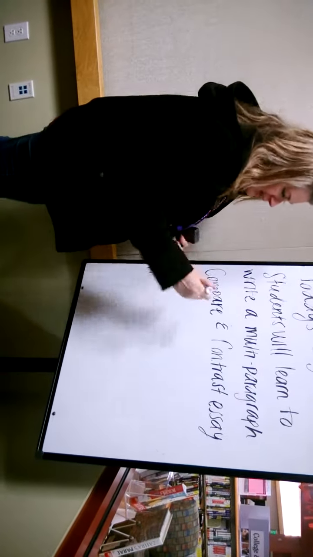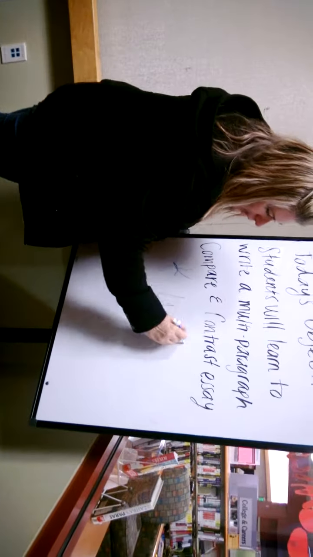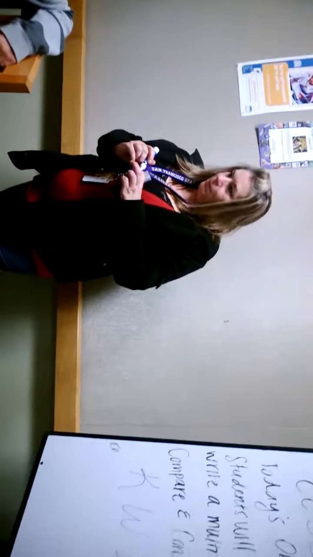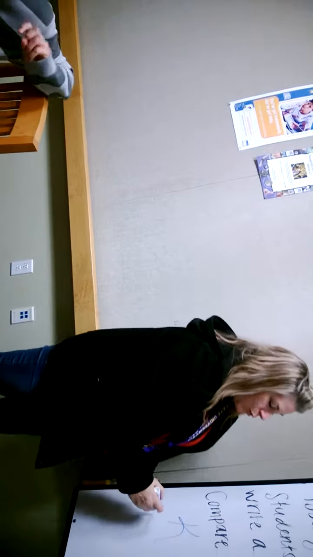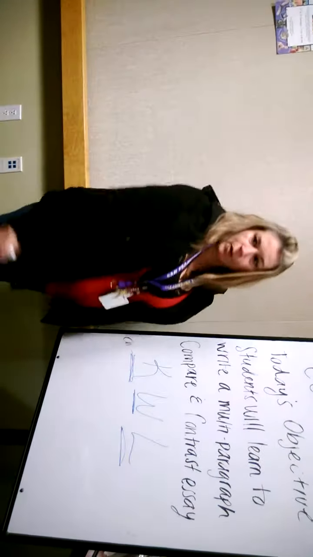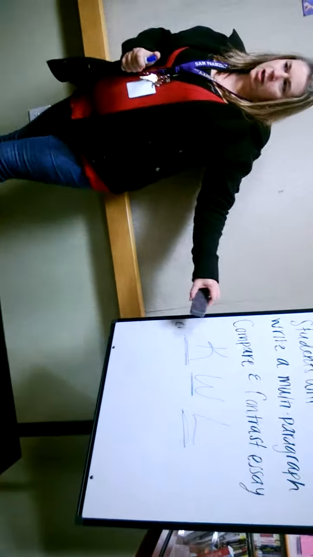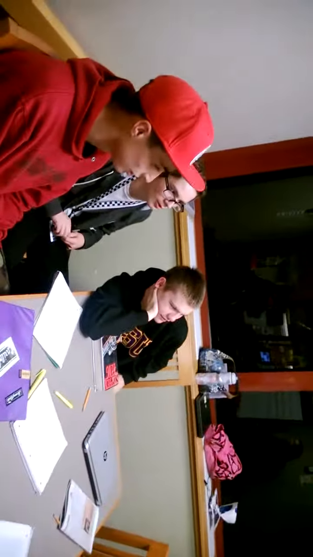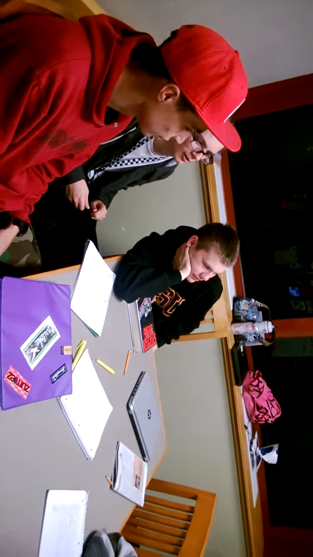And we have KWL. And does anybody remember what that is? No. Anybody? No one. All right. So this is what we already know, right? Yes. This is what we want to know. And this is what we've learned, okay? So in doing that, what do we already know about a 5-paragraph essay that we're going to compare and contrast, Cody? That's 5 paragraphs and a beginning and a middle and an end.